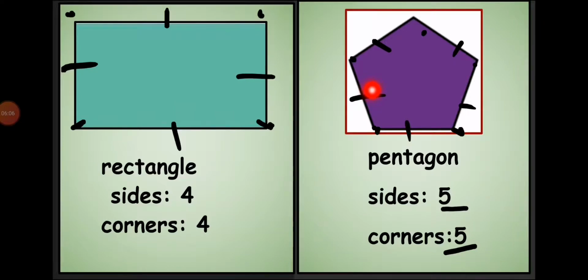A regular pentagon has 5 equal sides and 5 equal angles. Only a regular pentagon has this; others do not. It's not compulsory for a pentagon to have all sides the same. It should have straight lines, and in a regular pentagon all sides should be of the same length.